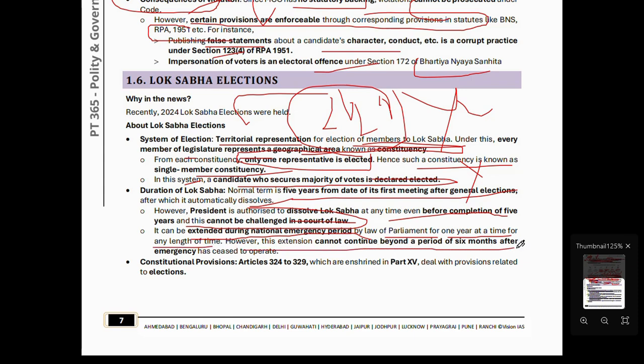Constitutional provisions: what are the constitutional provisions for the Lok Sabha? Articles 324 to 329, which are enshrined in Part 15, deal with provisions related to elections.